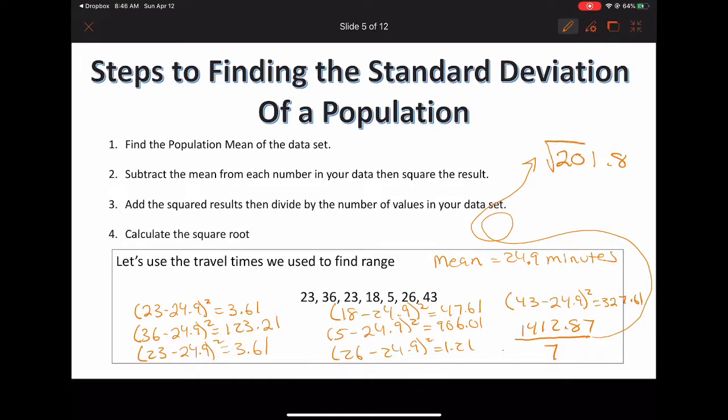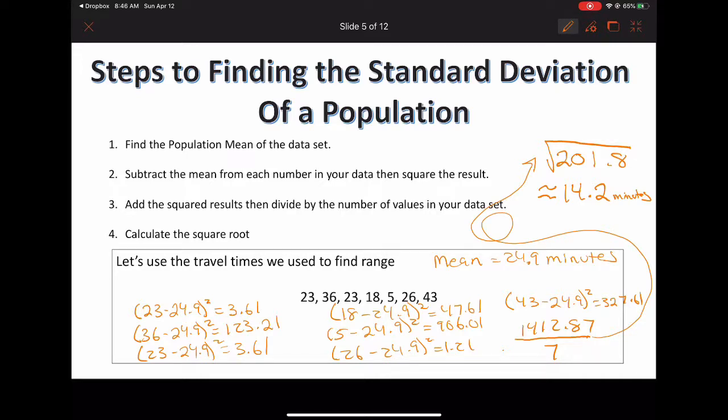So I need to take the square root of this. My standard deviation is approximately 14.2 minutes. This is just telling me how spread out my data is. We know it's pretty spread out because the smallest data point is 5 and the largest is 43. There's a pretty big difference between the shortest distance to work and the longest distance to work.